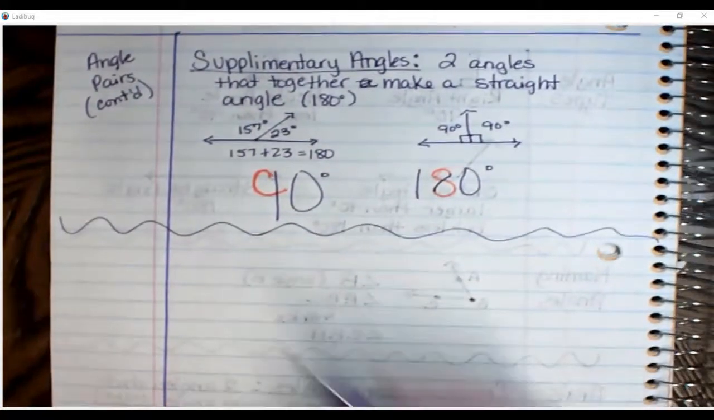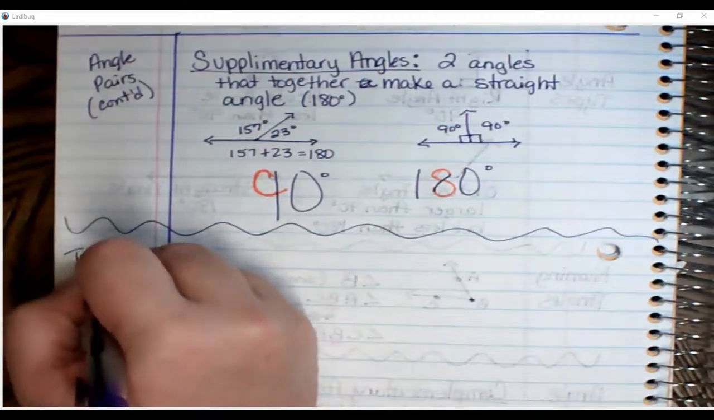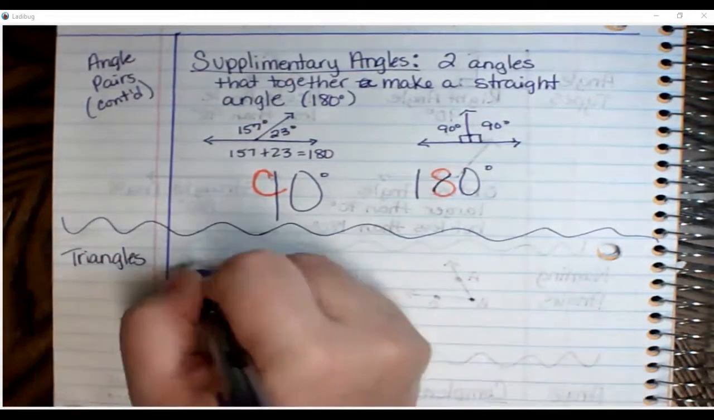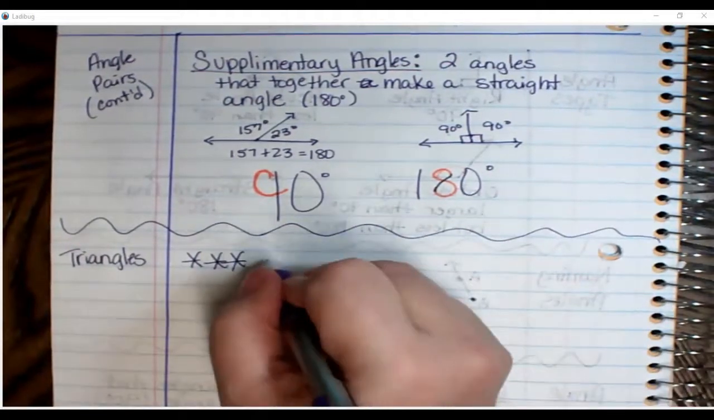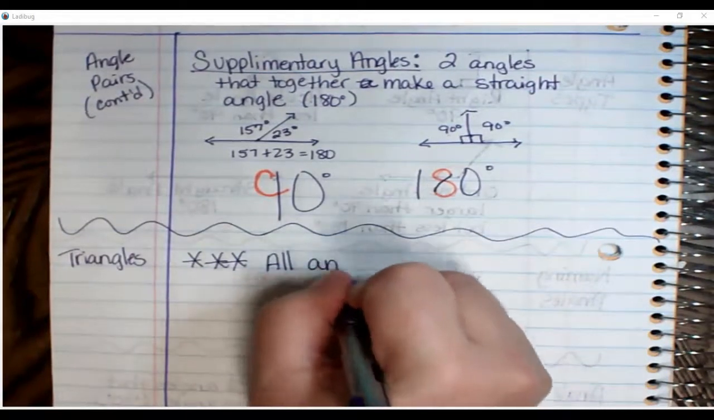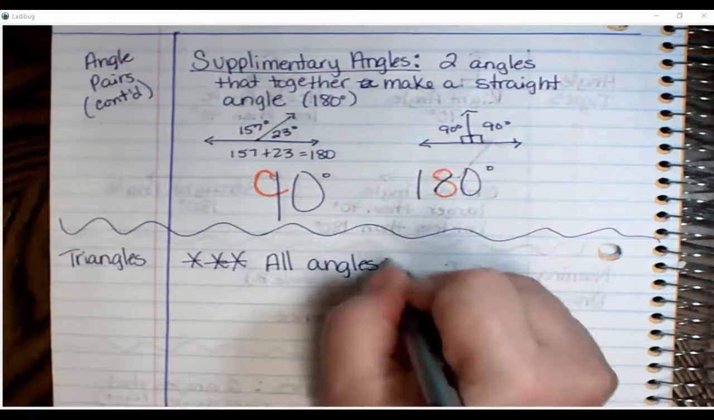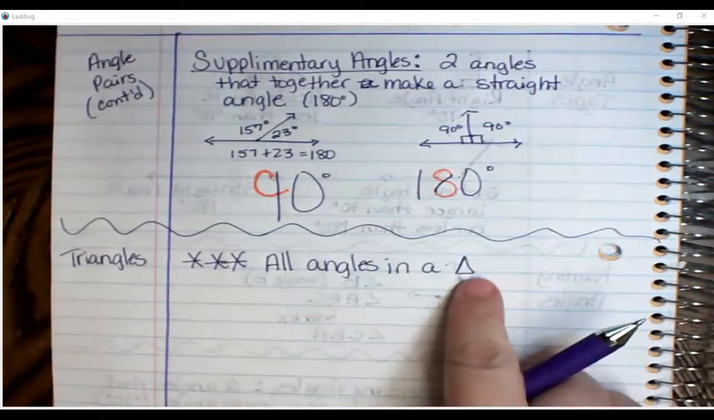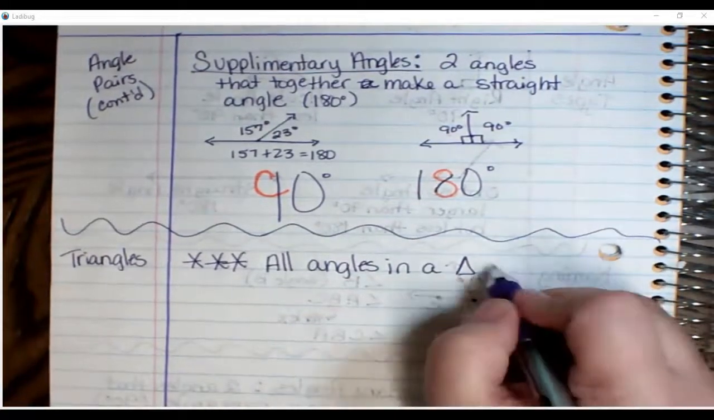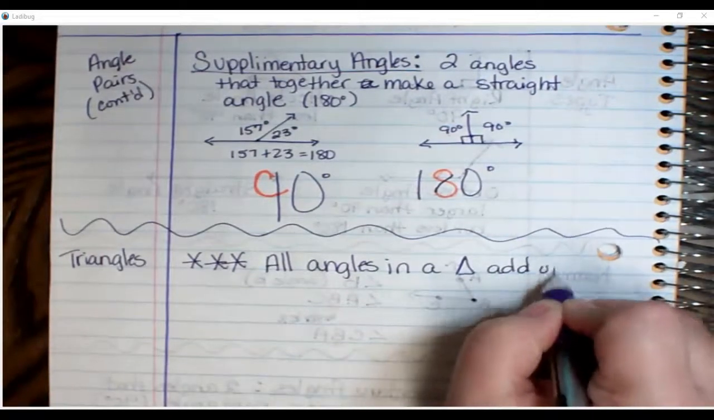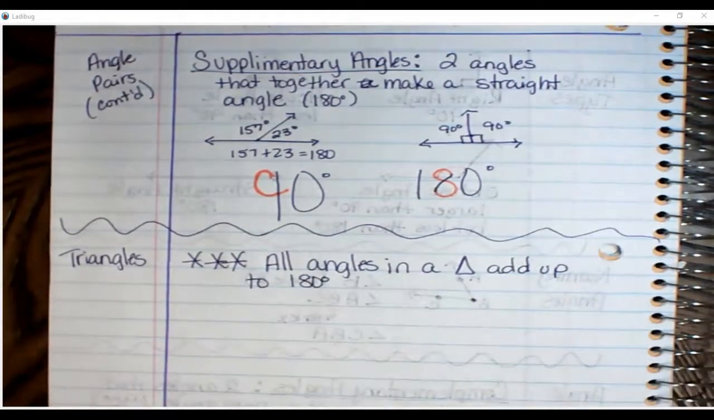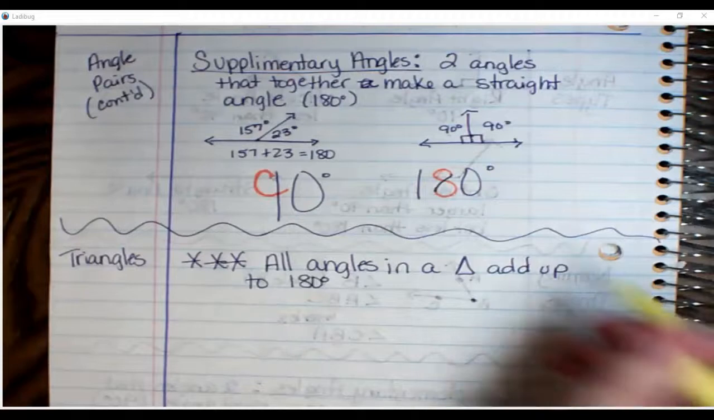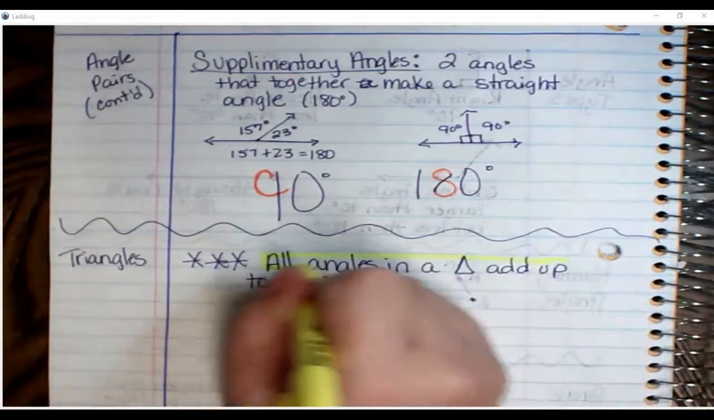All right, now let's move into triangles. Let's refresh our memory about triangles. One thing we must remember, put some stars by it: all angles in a triangle, and this is the mathematical symbol for triangle as well, add up to 180 degrees. Put a bubble around it, highlight it, do something so it stands out because we do not want to forget this.